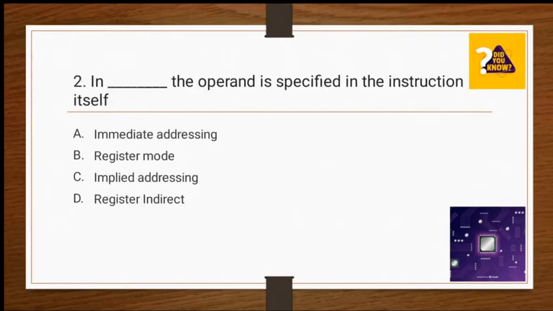The next one: in dash, the operand is specified in the instruction itself. The options are option A, immediate addressing; option B, register mode; option C, implied addressing; option D, register indirect. So the answer is implied addressing.